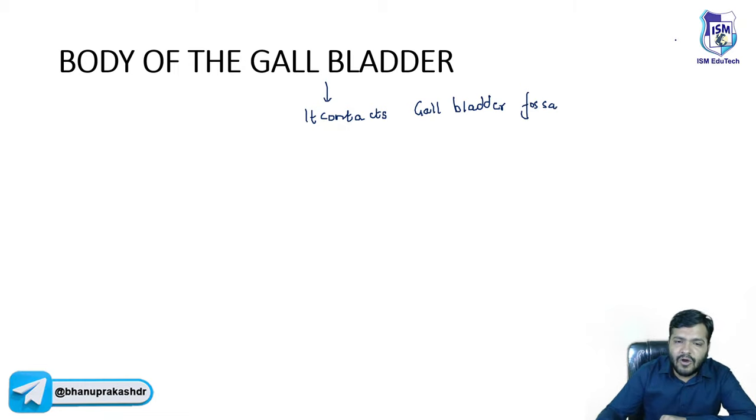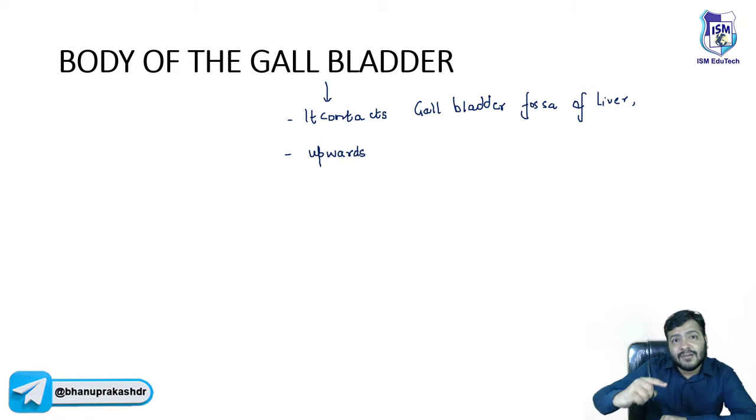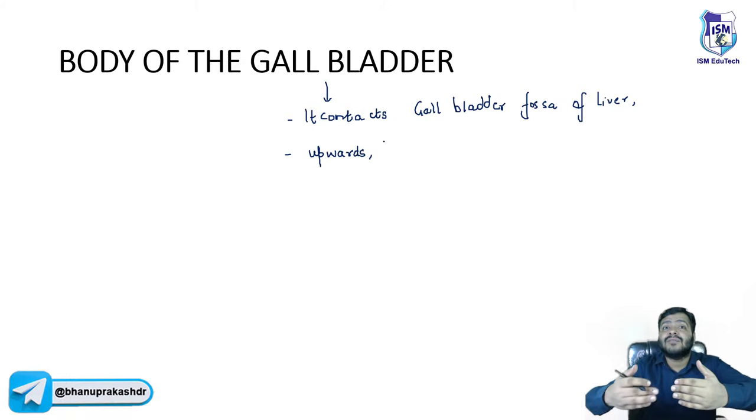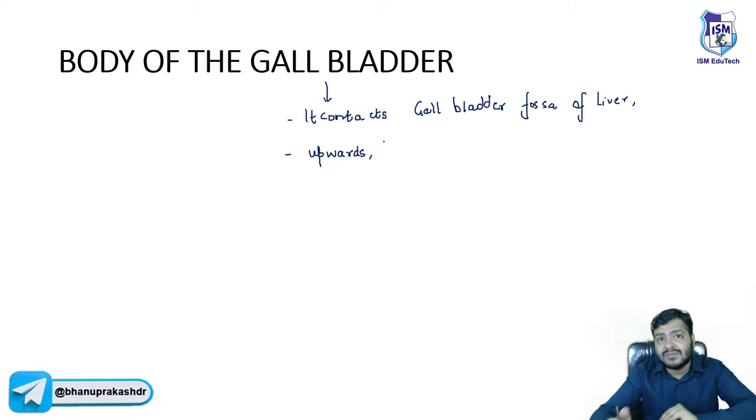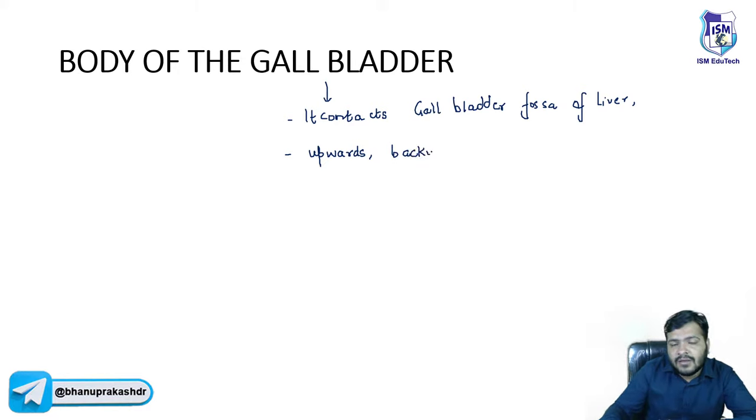So it is the gallbladder fossa of the liver. Now what is the direction of the body? It is located upwards. Obviously, the fundus is there and above the fundus is the body of the gallbladder, so it is upwards. It is situated behind the inferior surface of the liver and to the posterior side, right? So it is upwards, backwards, and remember it is to the left as compared to the fundus, right?